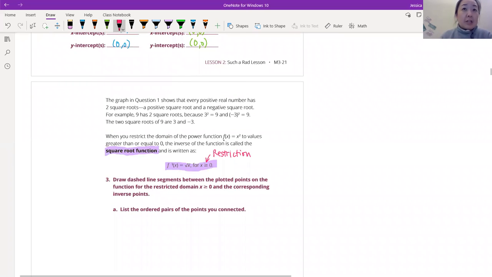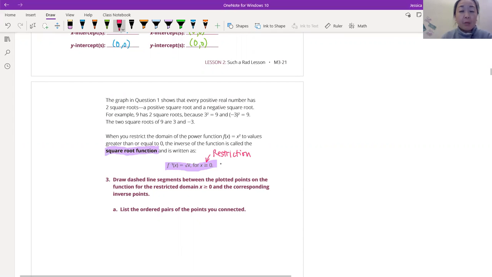So the inverse of this parabola, of this power function right here, the x squared, is the square root function. So the way we would write that is the inverse of f of x is equal to square root of x for x is greater than or equal to 0. Now this greater than or equal to 0 part, that's what we call the restriction.